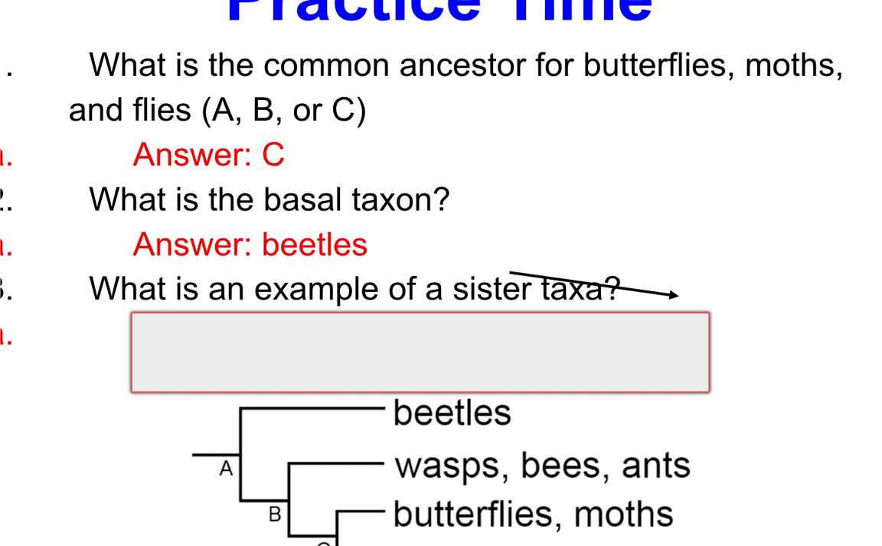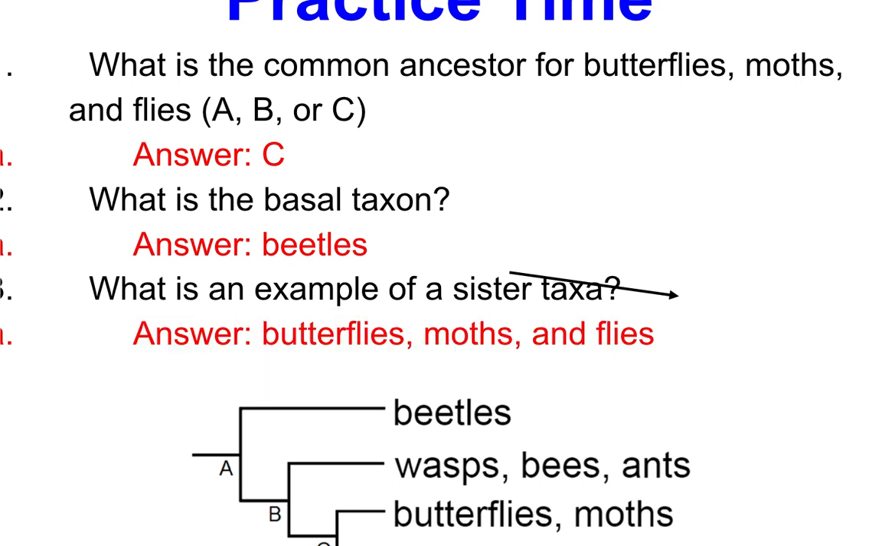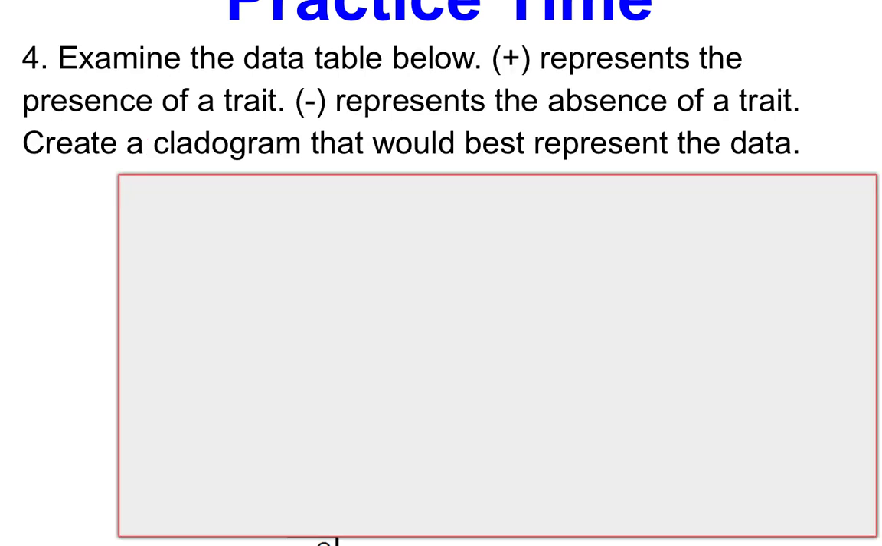Now, what is an example of sister taxa? Well, butterflies, moths, and flies are an example of sister taxa. They share the common ancestor. So examine the data table below. The positive is going to represent the presence of a trait, and the negative represents the absence of a trait. Create a cladogram that would best represent the data.